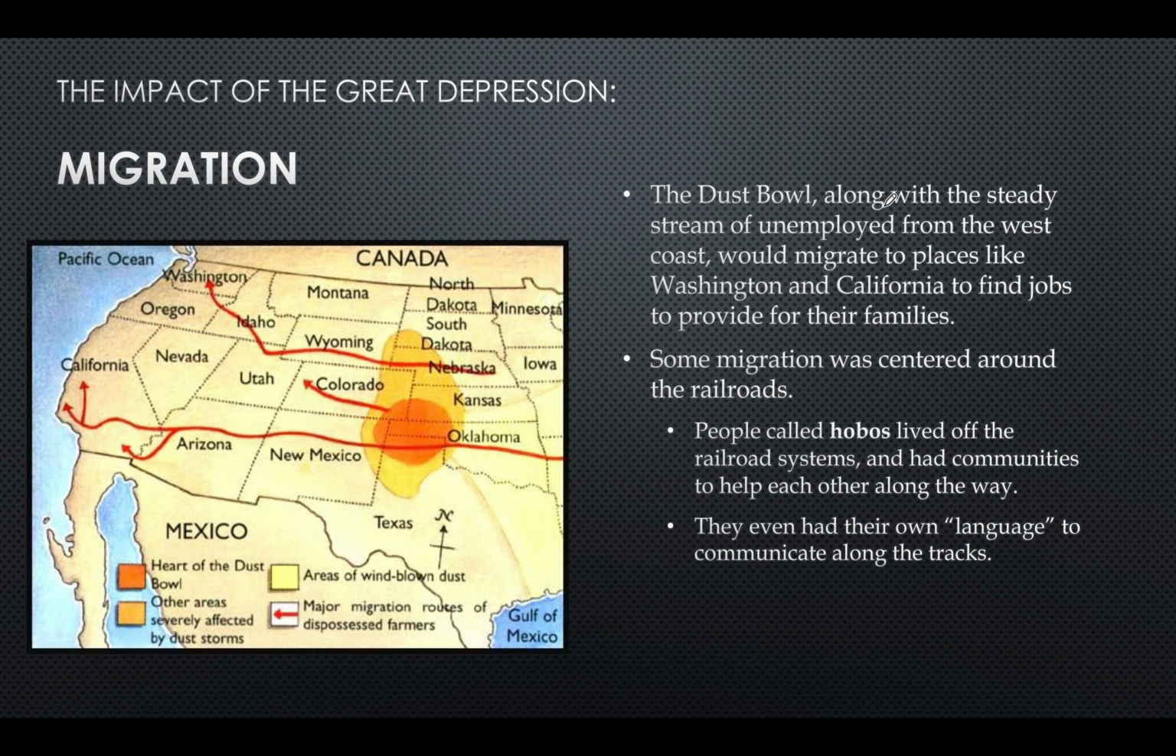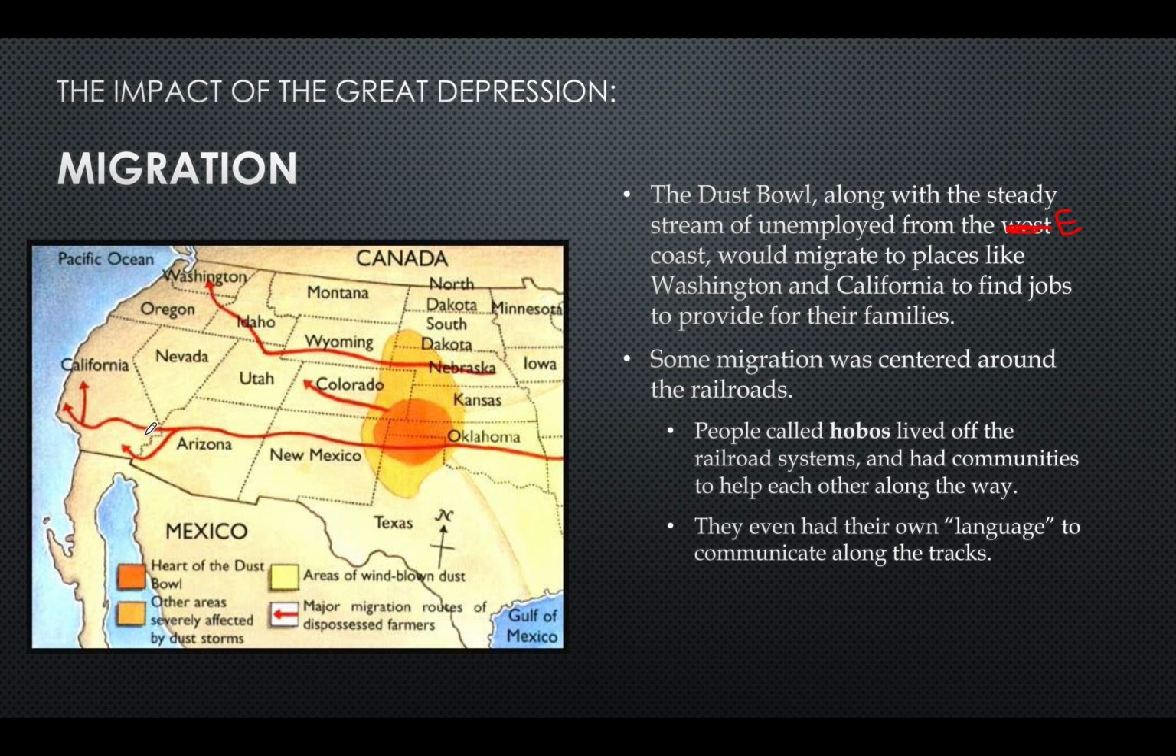And then we have migration. Because of the Dust Bowl and just other people that are unemployed, they're going to migrate to places like Washington State, California, to find jobs to provide for their families because they're coming from here. This is where the Dust Bowl was. Okay. So the Dust Bowl, they can't do anything. So they just start packing up. They pack up their bags and they go.